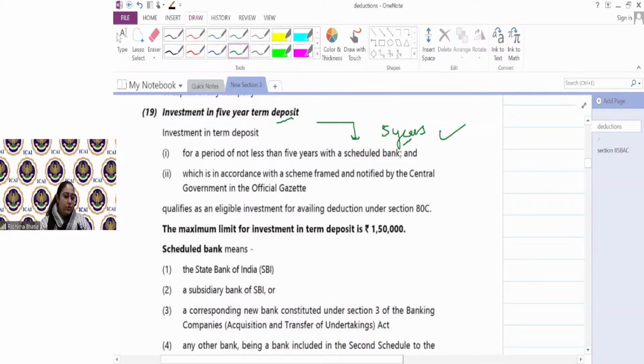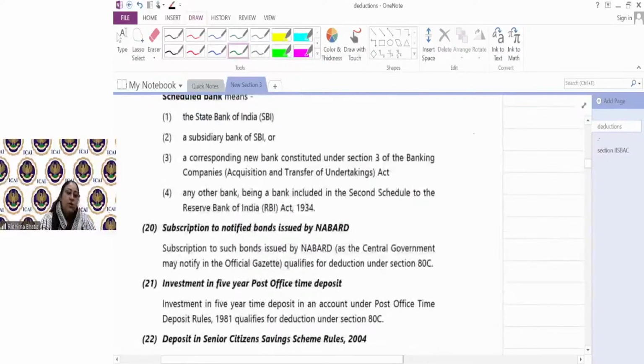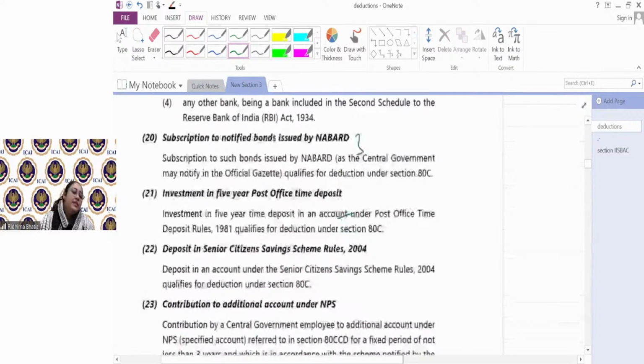Similarly, if I go to post office और वहां का टर्म डिपॉजिट लेती हूँ, वो भी 5 years का होता है, I can get the deduction under section 80C. Then just on the last line, guys, NABARD, नेशनल एग्रीकल्चर बैंक एंड रूरल डेवलपमेंट, ठीक है, उसके बॉन्ड्स में if I subscribe I can get the deduction under section 80C. Then there is senior citizen savings scheme.